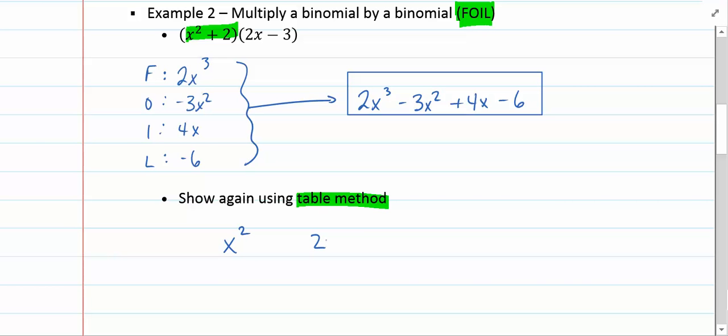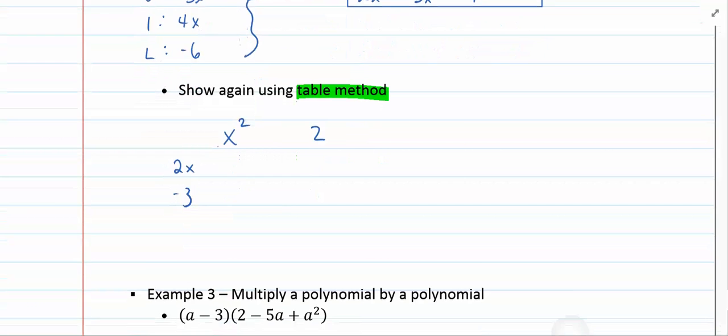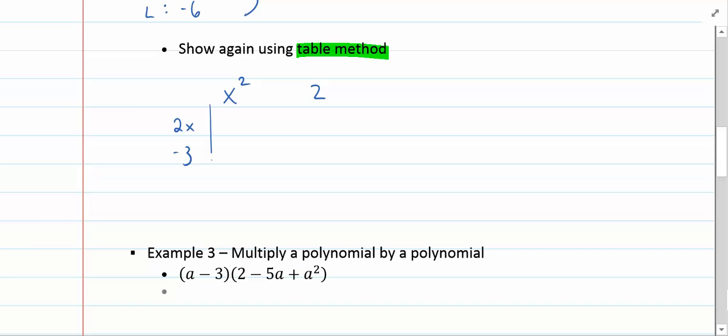I'm just going to leave some space here. Then I'll pick the other polynomial and list it down as a different column. So this would be 2x and a negative 3. What the table method tells us is that I can multiply each row by each column, kind of like we would complete a multiplication table, and then combine like terms at the end to see my result.